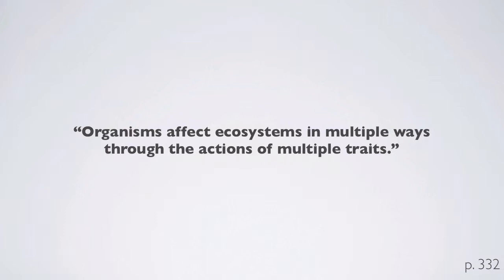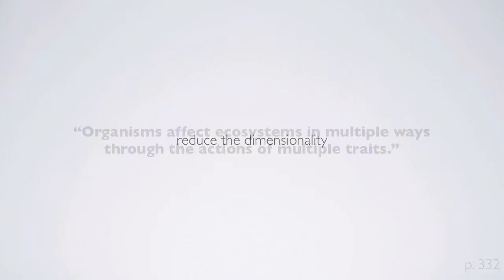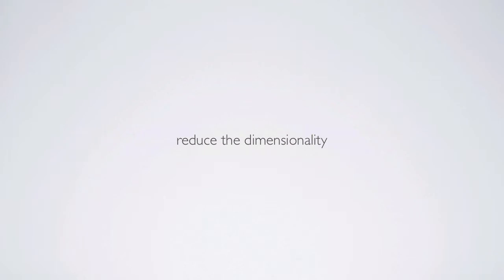Organisms affect ecosystems in multiple ways through the actions of multiple traits. And essentially, this part is another coda for a chapter. It's an end of the chapter that tries to put a little bit of perspective on some of the abstractions that we've done. And one of the abstractions that we've used when we've talked about species is to really just consider one trait at a time, or sets of correlated traits that occur.